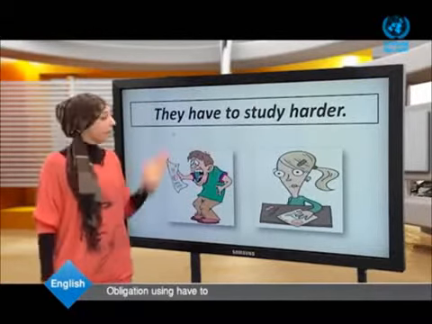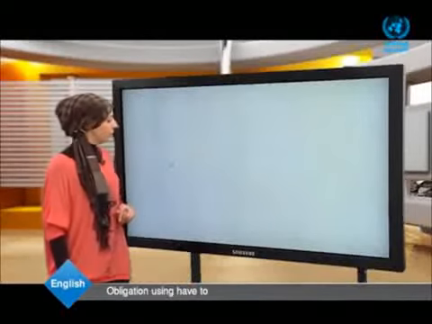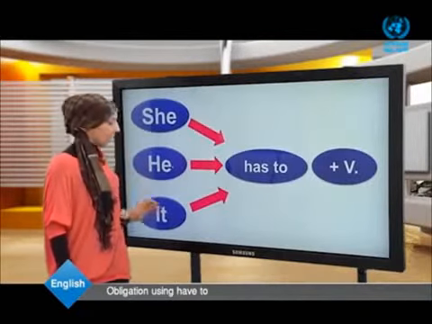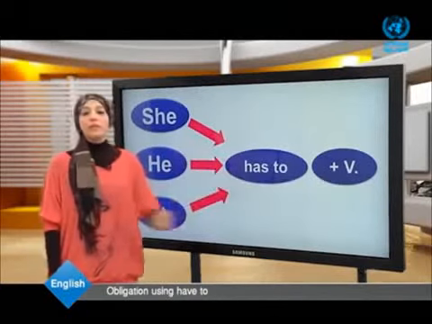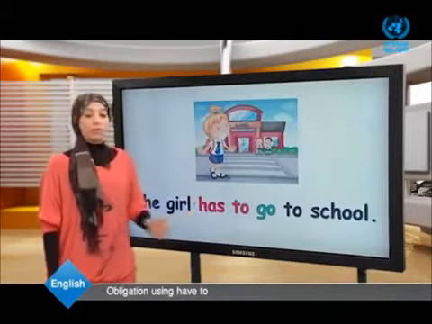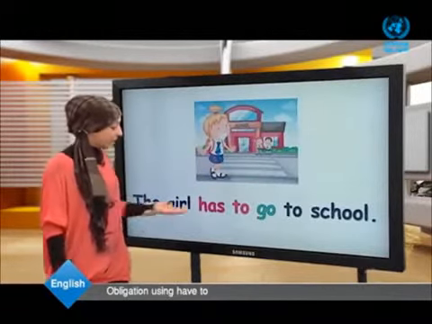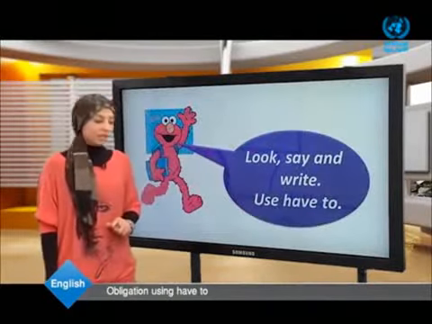From that, we can conclude I, you, we, they come with have to plus the past form of the verb. For example, I have to get up early. Now, she, he, it come with has to plus the main verb. For example, the girl has to go to school. Again, the girl has to go to school. Now it's practice time. Let's begin with the first activity.